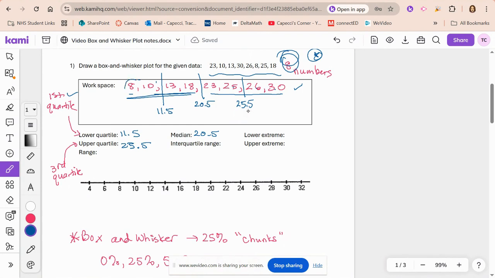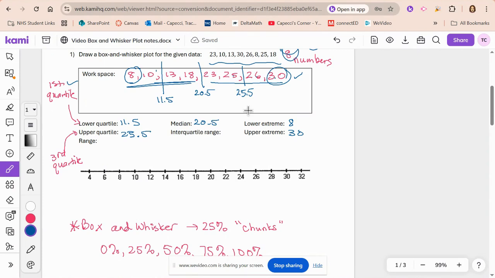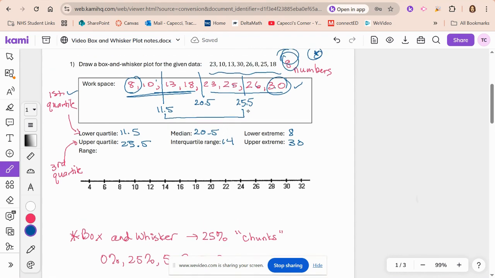Now, my lower extreme is the very lowest value. That's 8. My upper extreme is 30. And then my interquartile range is between my lower quartile and my upper quartile. You subtract them, and that's your interquartile range. It's the range that's going on the inside. So when I do that, I get 14. Okay, so there's the data points.